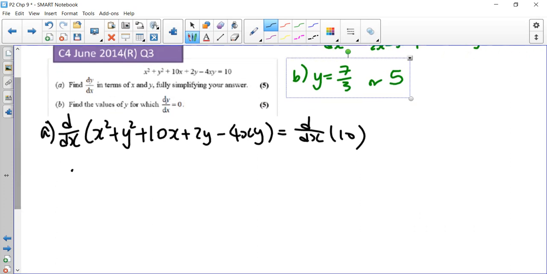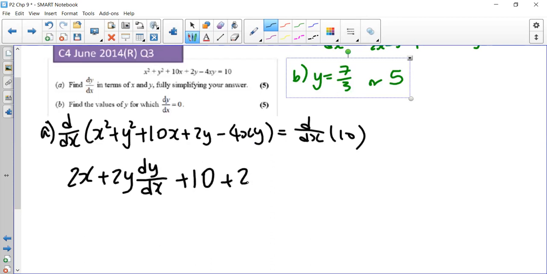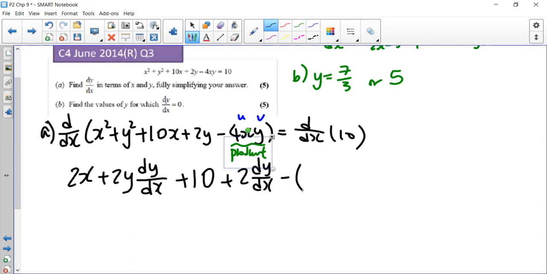Differentiate x squared, 2x. Differentiate y squared, 2y, but y is not the same as x, so dy by dx. Differentiate 10x, 10. Differentiate 2y is 2, but y is not x, like Pepsi is not Coke, so dy by dx. 4xy, product rule. That's your u, that's your v. Because there's a minus in the front, I'll put a minus and then a bracket in there, so I can deal with the minus later.